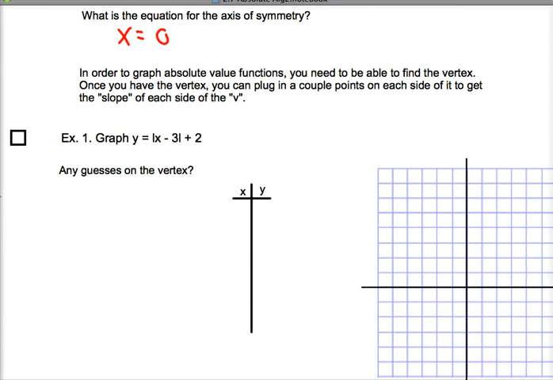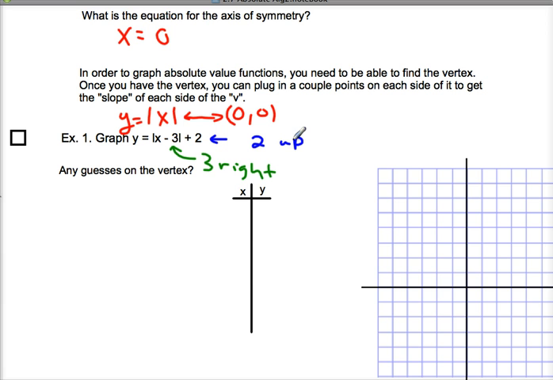Alright, so one way to graph these, well, first you have to be able to find the vertex. And once you've found the vertex, you can plug in a couple of points on each side of it to get the slope of each side of the v. I'll talk about slope in a second. First off, what's the vertex? Well, up above we had y equals absolute value of x, and that had a vertex of 0, 0. Now think about what we did in lesson 2.6 with the transformations. If I put a minus 3 in with the x, if you remember correctly, that tells you to actually go 3 right. And the plus 2 at the end tells you to go 2 up.